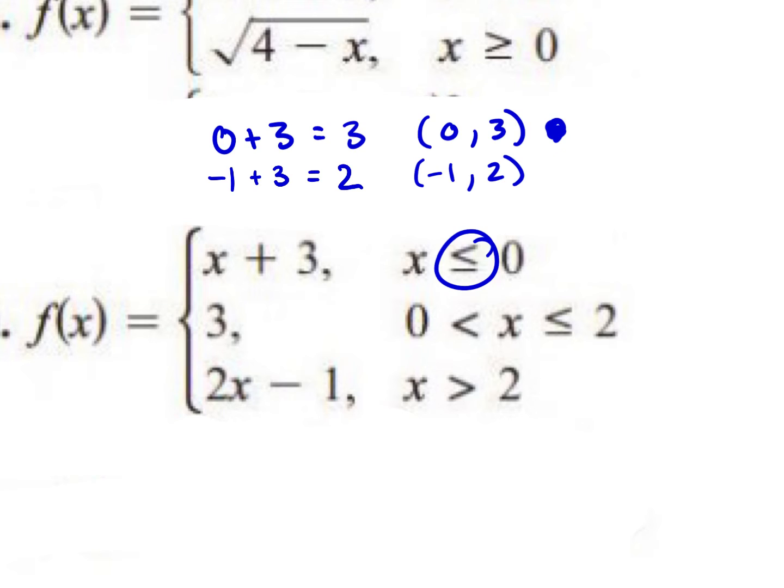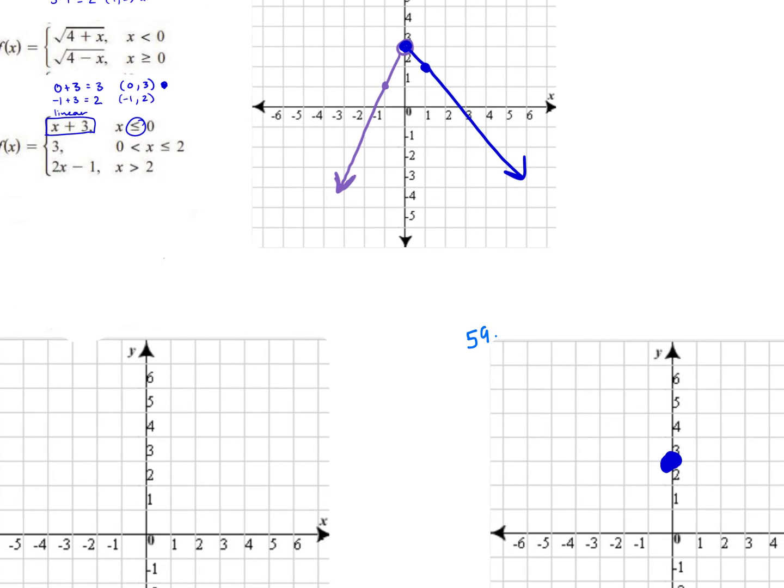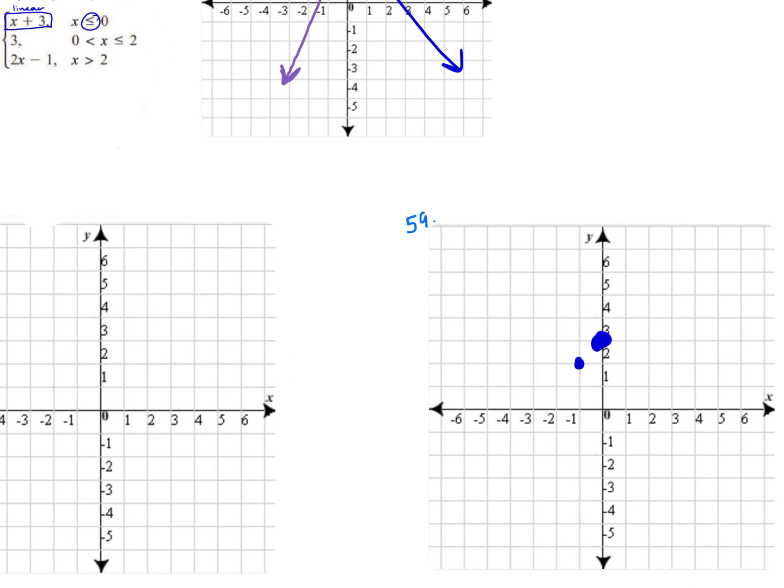What type of graph am I going to have here just looking at the x plus 3? What's the shape of my graph? Linear. When it's linear, we only need to plug in 2 points because we just connect those 2 points with a straight line. So let's put our second point at -1, 2, and connect our dots.